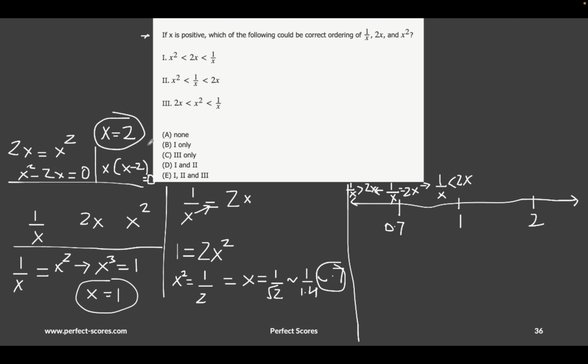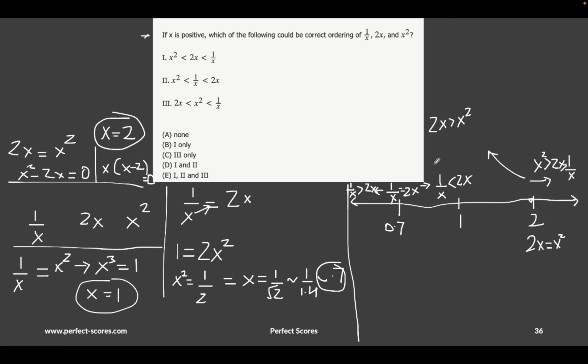The other critical point is where x is equal to 2. At x equal to 2, 2x is equal to x squared. If you go to the right hand side, you would have x squared greater than 2x, and of course 1 by x is going to be the smallest there. If you go to the left hand side, you're going to have x squared less than 2x. So 2x is going to be greater than x squared, right?